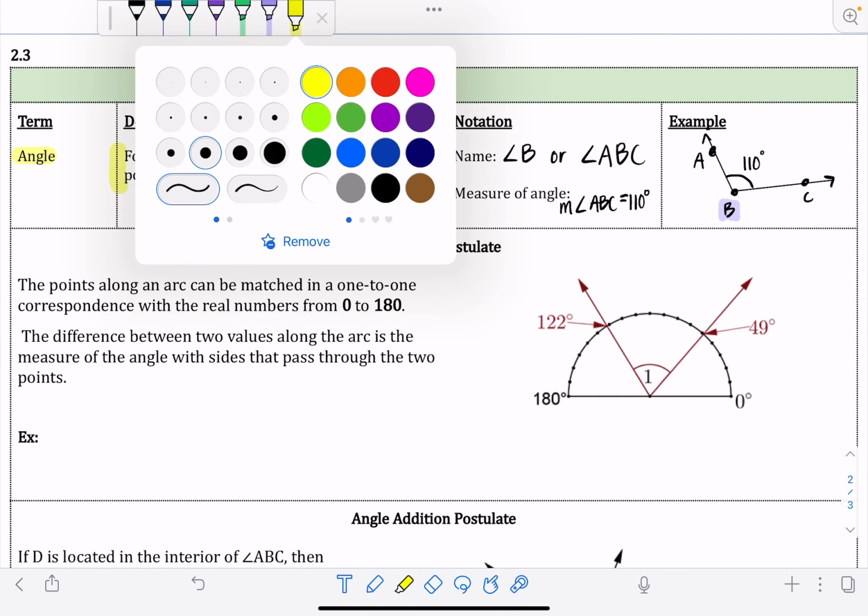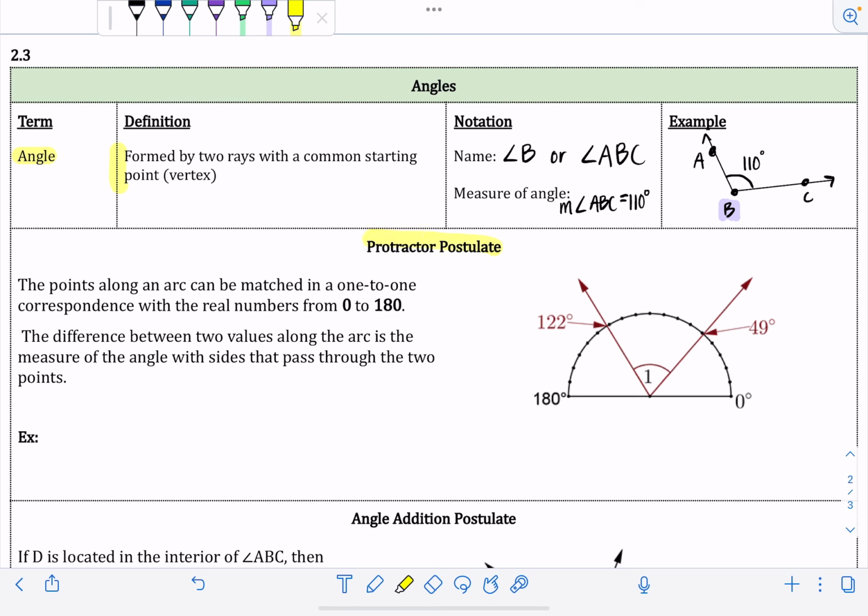Okay, the next section is the protractor postulate. Starting from the top, the points along an arc can be matched in a one-to-one correspondence with the real numbers from 0 to 180. So kind of like halfway around the circle. The difference, remember difference means subtract, between two values along the arc is the measure of the angle with the sides that pass through the two points.